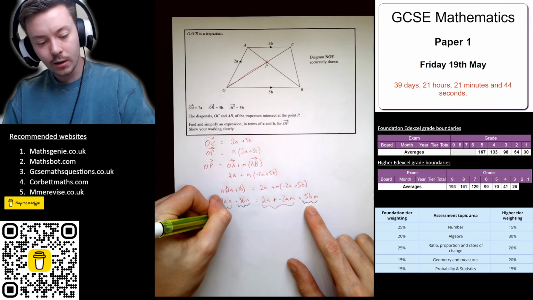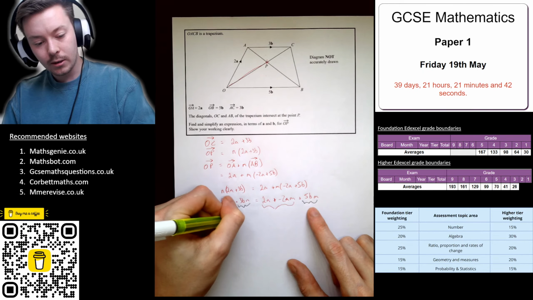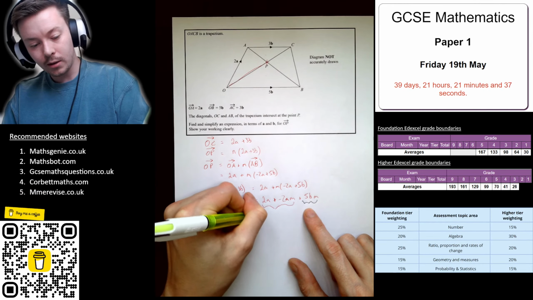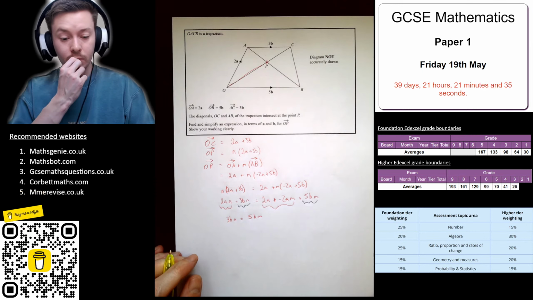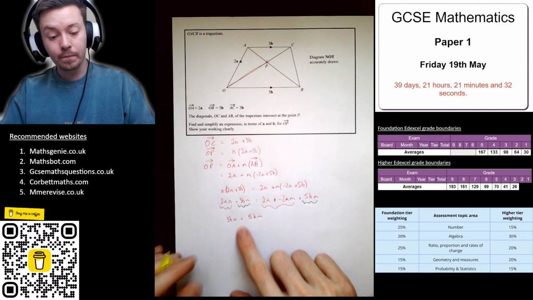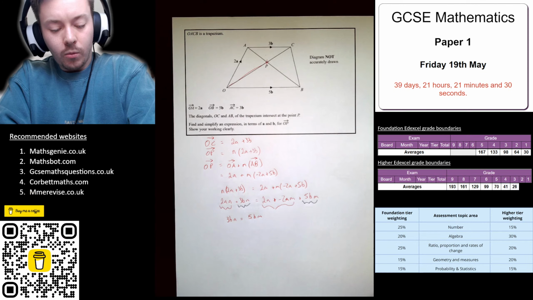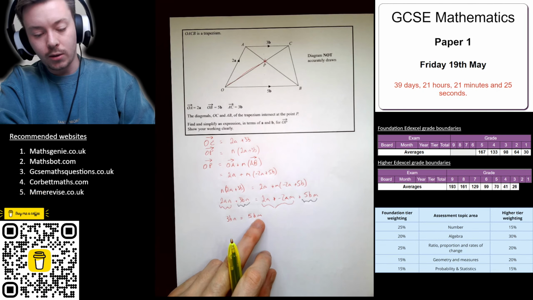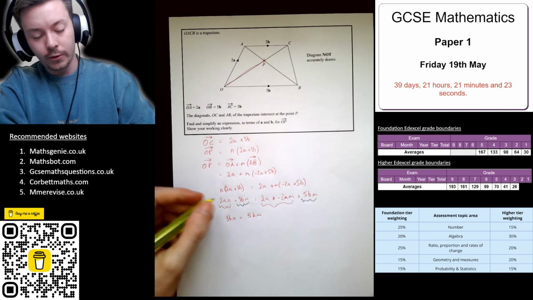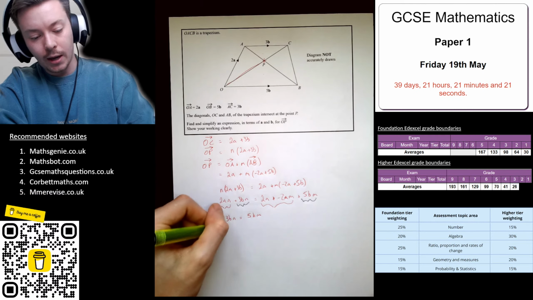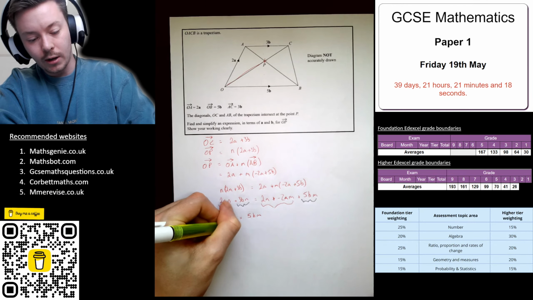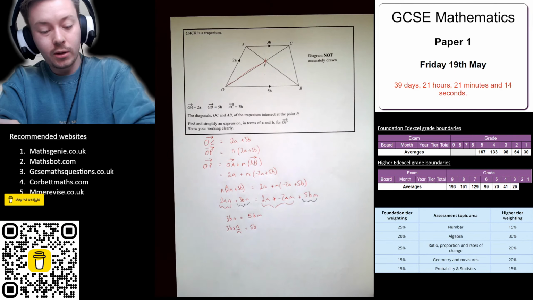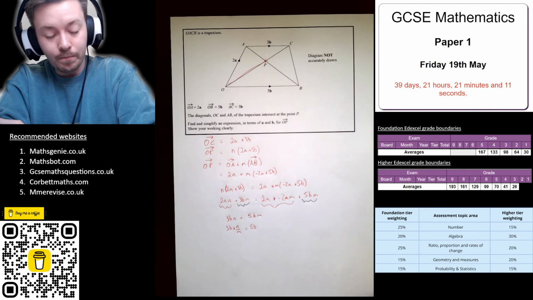So 3BN has to be equal to 5BM. Now, what multiple of 3B do I have to make it into 5B, essentially? What do I have to times that by? So I can divide both sides by M, and I get 3B times N over M is 5B. And you could cancel out the B's if you want.